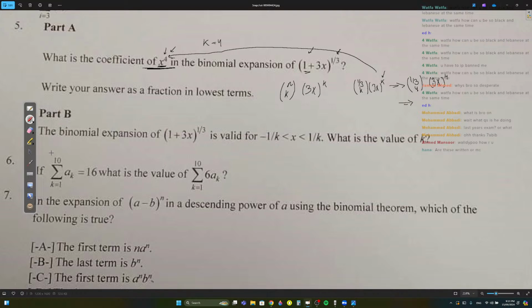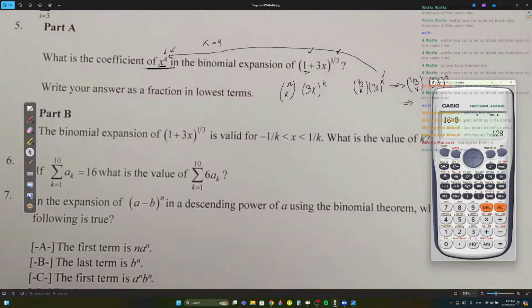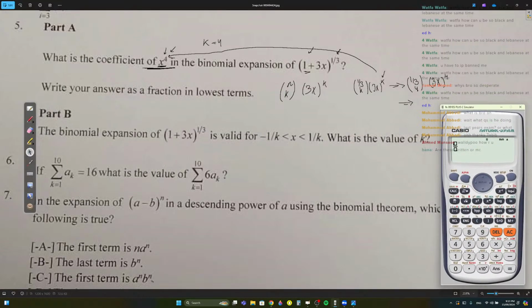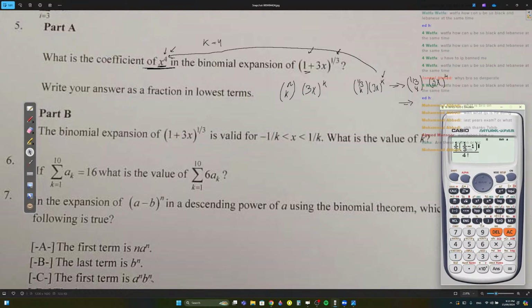So this is going to be equal to, let's get it on our calculator. You're going to put 4 factorial down, right? 4 factorial over, 1 over 3, minus 1, 1 over 3, minus 2, 1 over 3, minus 3. Right? Because we want 4 terms up. Minus 10 over 243.